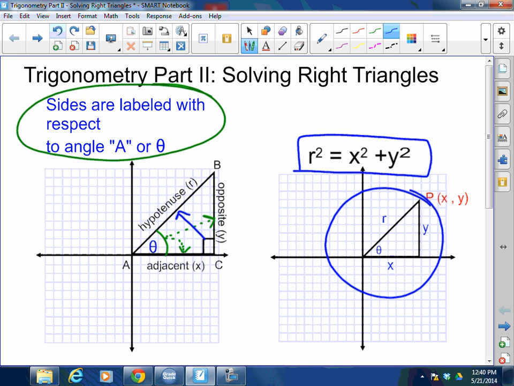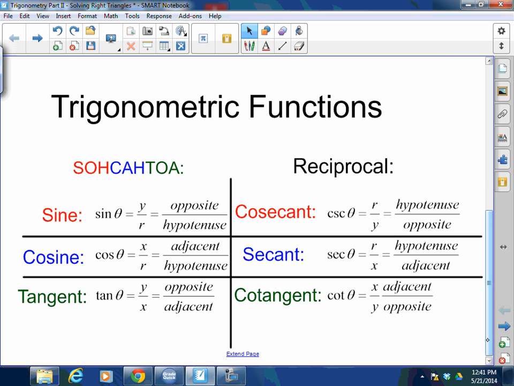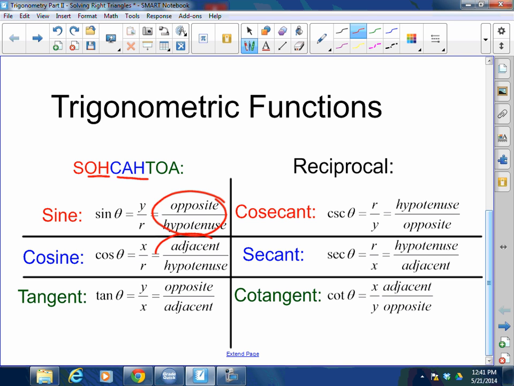Now, I also went over the trig ratios. The main three trig ratios we can remember from the acronym SOHCAHTOA. So, opposite over hypotenuse, that's sine. Cah, cosine is adjacent over hypotenuse. Toa, tangent, opposite over adjacent.